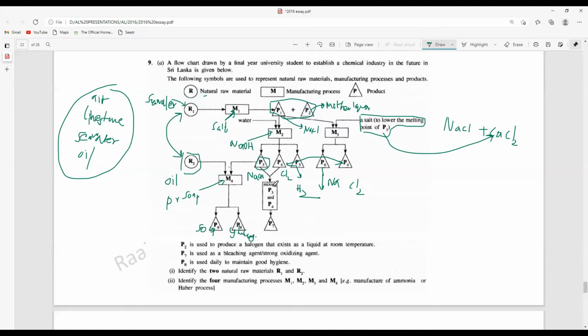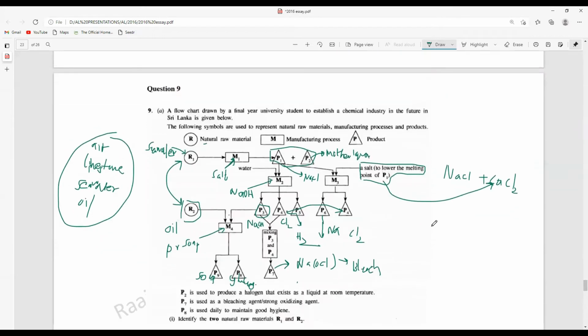And here they say we mix P3 and P4. So NaOH reacting with Cl2, basically this should give NaOCl. If you remember the reaction, right? This is a good bleaching agent. This is another industry that you can use to combine. In fact, there are more industries that you can see here, right?